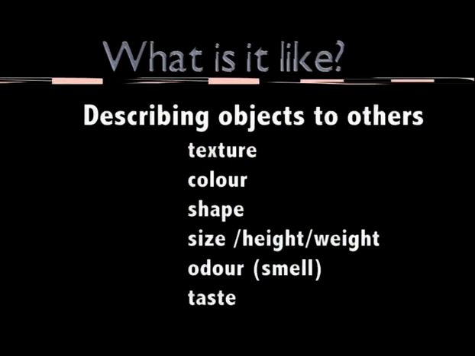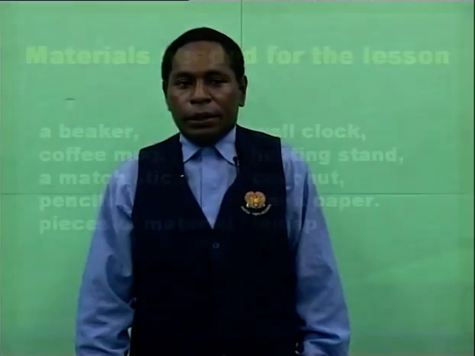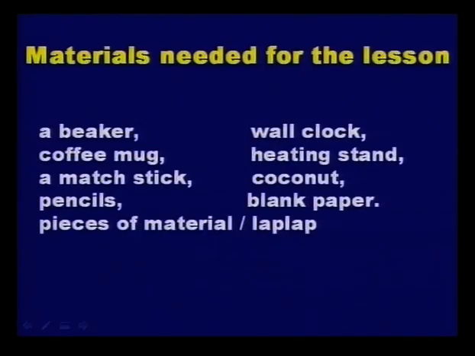All right, the materials needed for this lesson would be a beaker, a wall clock, coffee mug, heating stand, a matchstick, coconut, pencils, blank paper, and a piece of lap or material. Before we get to the activity, I will give an example of what you need to do. Okay, you have your blank sheets of paper with you, so at one side of the blank sheet of paper, I would like you to describe or draw what I am going to describe.